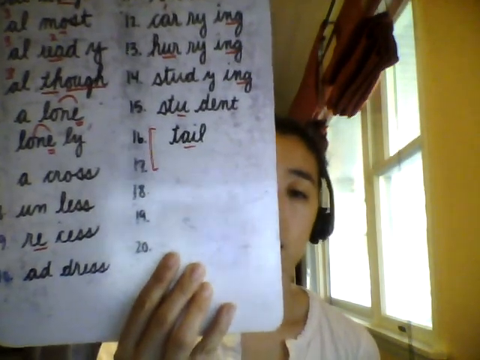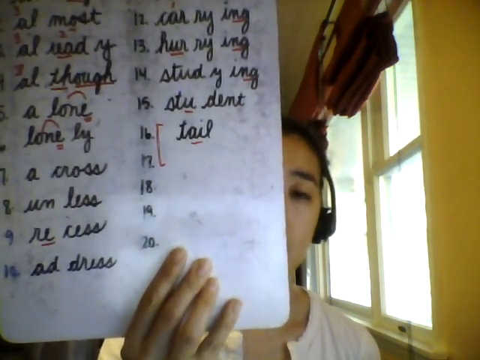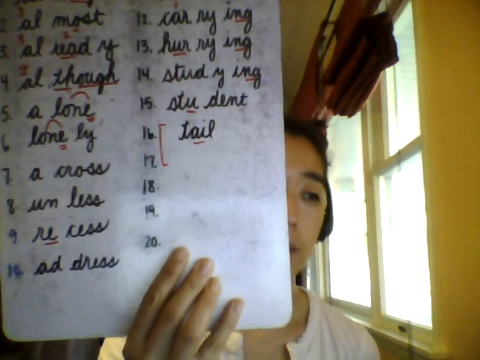The word is tail. The first tail is like on an animal. The pup wagged its tail. 1 syllable. Think to spell tail. Spell out loud with me. Tail. Tail, as in a dog's tail.